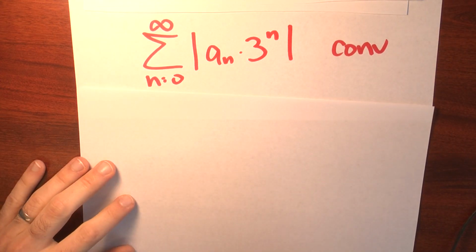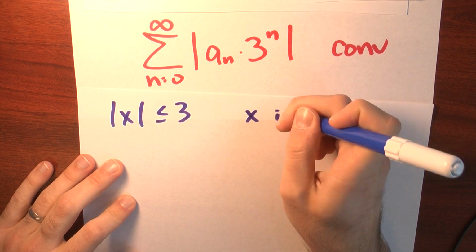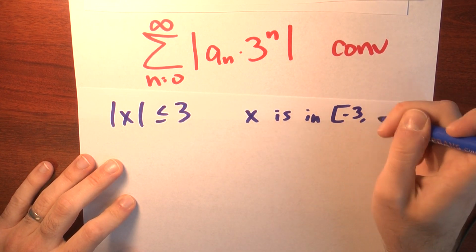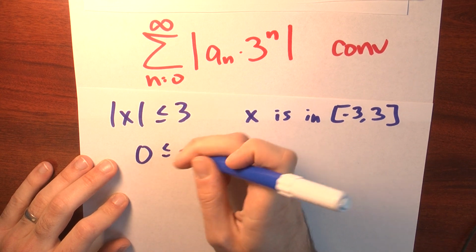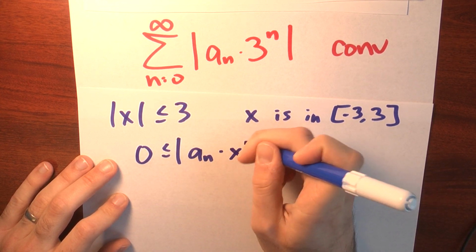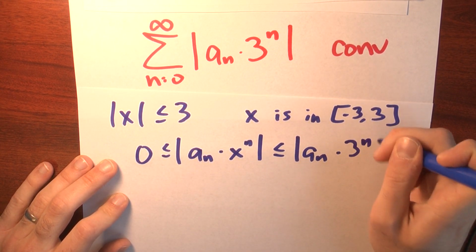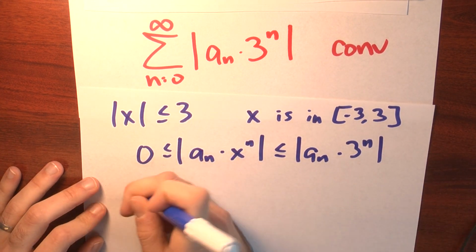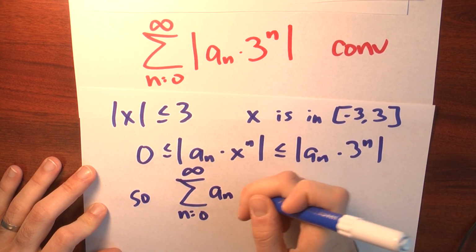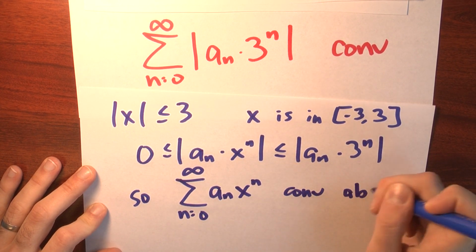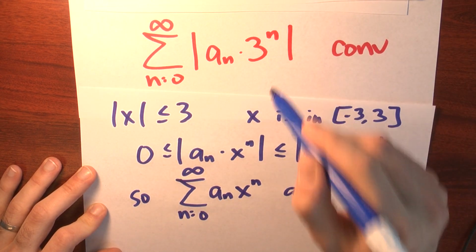So if x is any value so that the absolute value of x is less than or equal to 3, that just means that x is in the interval from -3 to 3. If x is any value in that interval, then 0 is less than or equal to the absolute value of a sub n times x to the n. Well, that's just because it's the absolute value of something. But then that is less than or equal to the absolute value of a sub n times 3 to the n. So again, by comparison, this series, the sum n goes from 0 to infinity of a sub n x to the n, converges absolutely, because the sum of the absolute values converges, because I'm comparing with this convergent series.